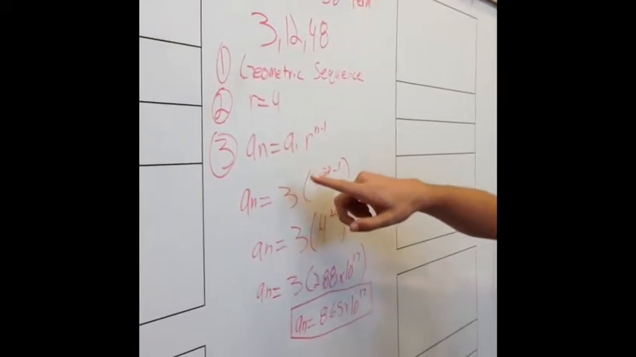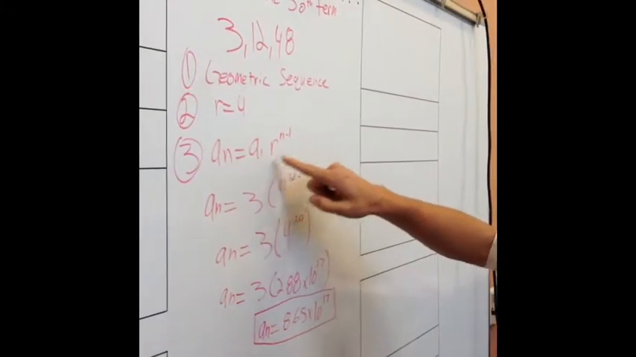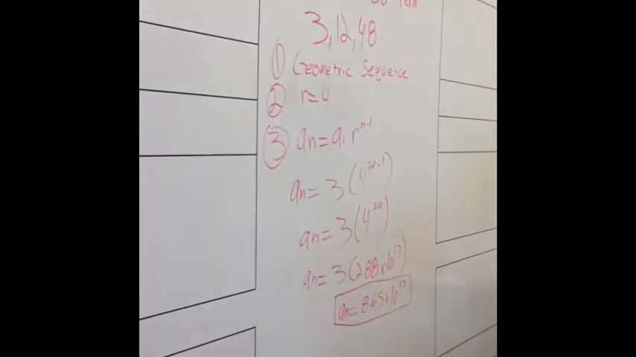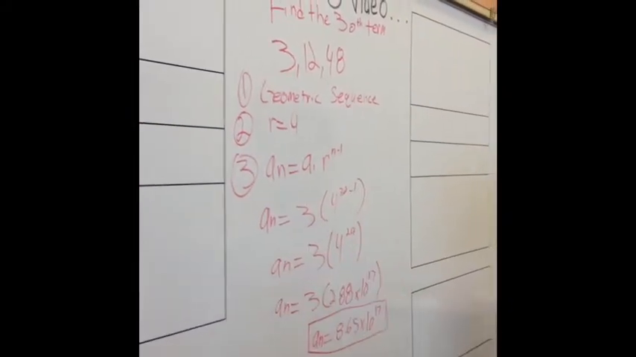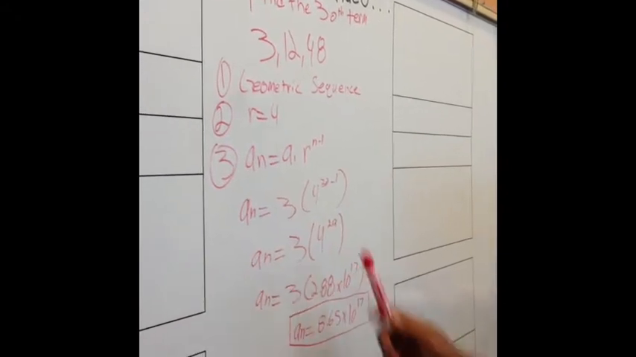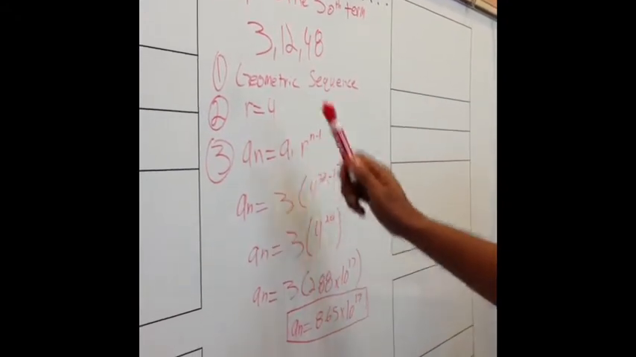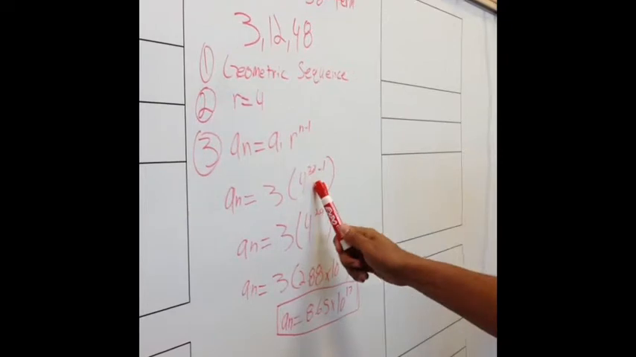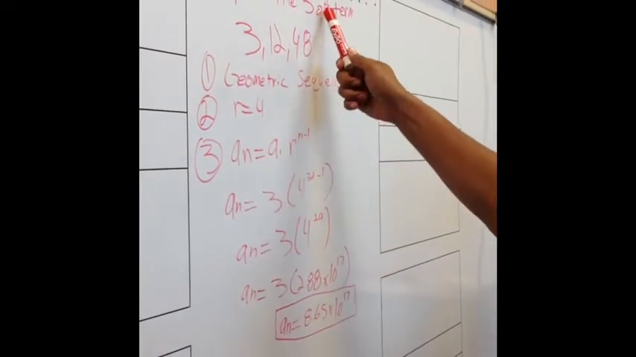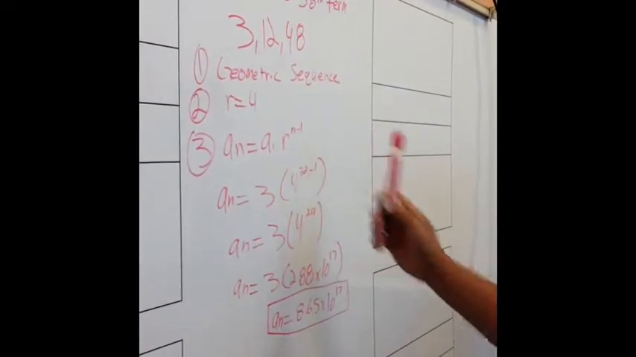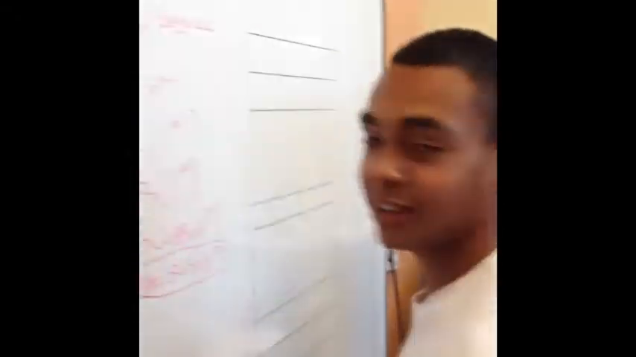The equation for a geometric sequence is an equals a1 times r to the n minus 1. Okay, so what we do here is plug everything in. a1 would be the first term, r would be the common ratio, and n would be the number of terms, which is 30, it says right there. And we subtract 1 from that because that's what you do in the equation.